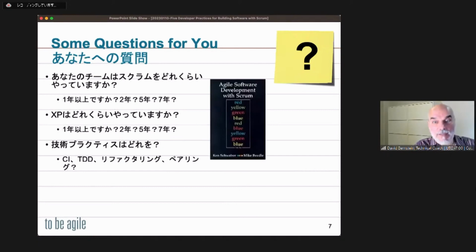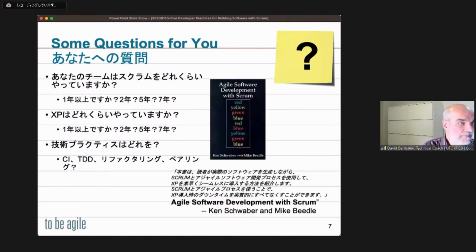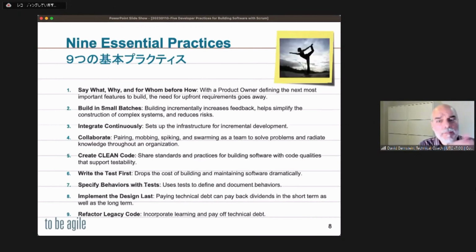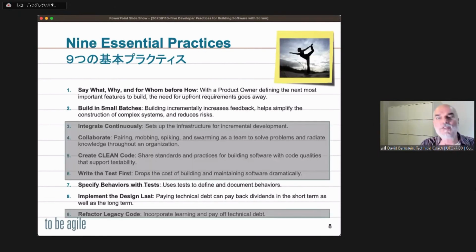The slides are also in Japanese if you'd like to read them in Japanese. Here are the 9 practices from my book, and we only have time to cover 5 of them. These are the 5 that we'll talk about.